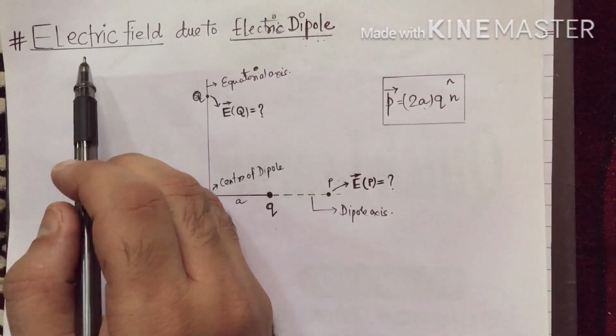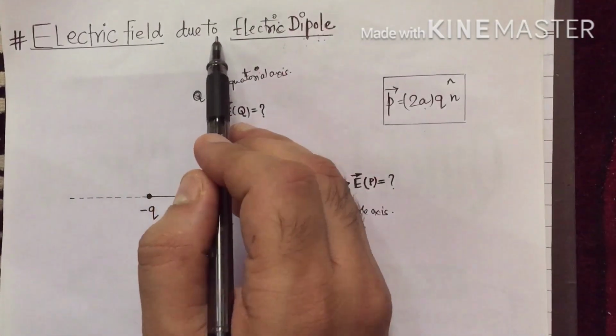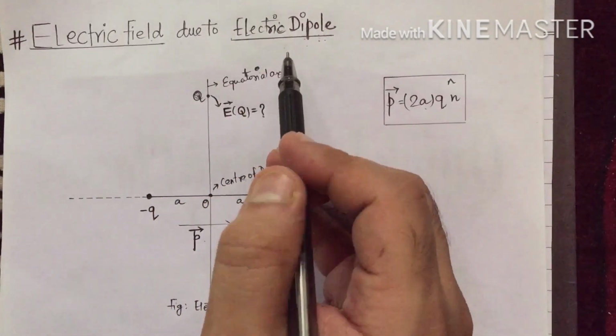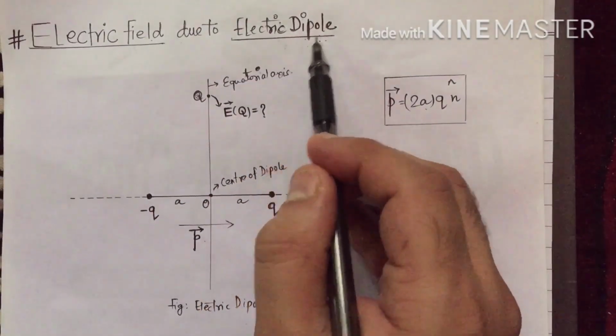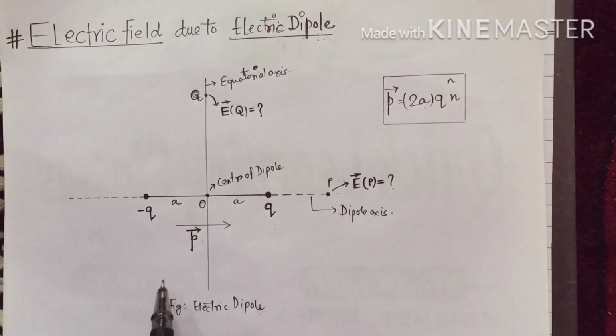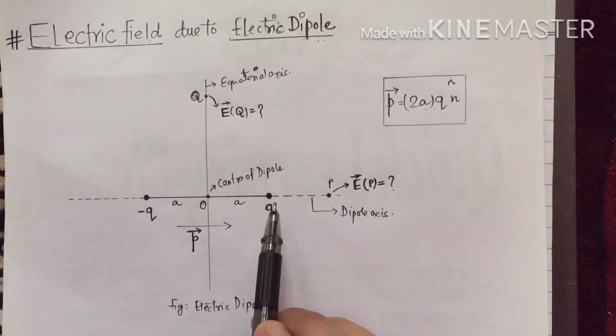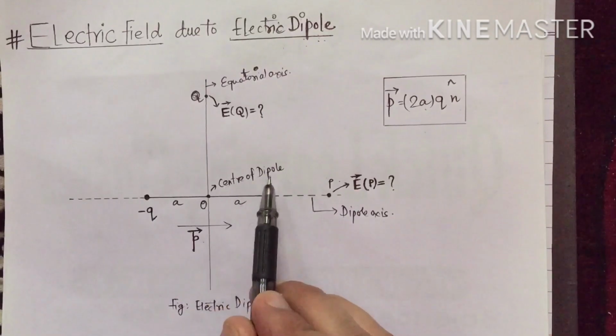Hello everyone. In this video I am going to calculate electric field due to electric dipole. In the previous video I have explained about electric dipole and its electric dipole moment. In the figure we can see there is a dipole, minus q and q, separated by a distance 2a. O is the center of the dipole.